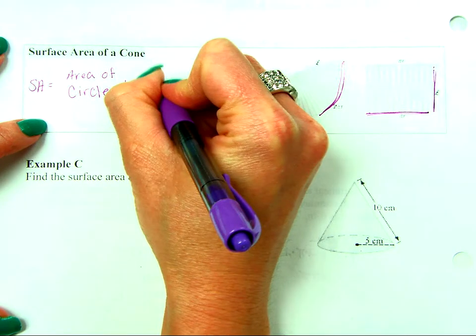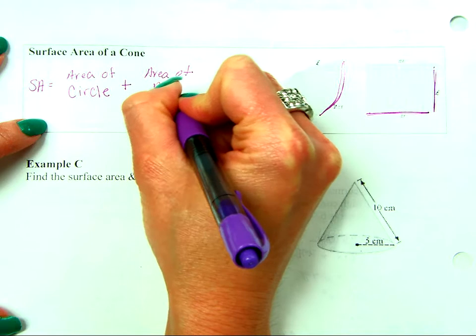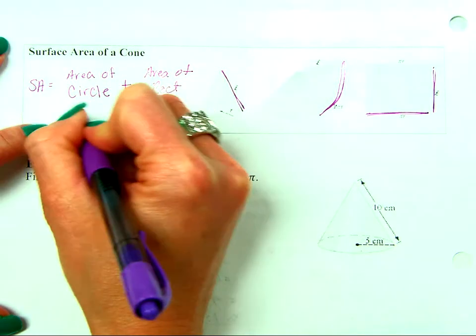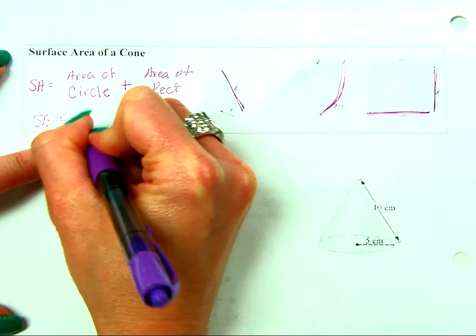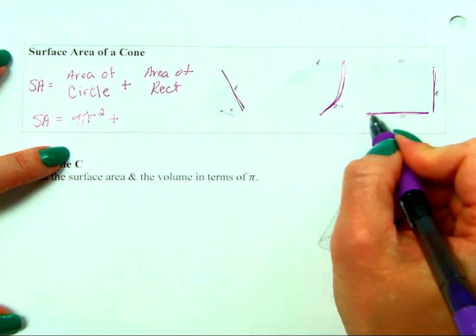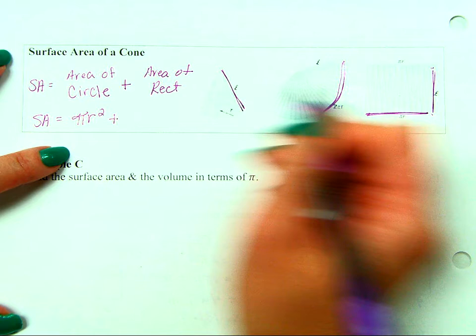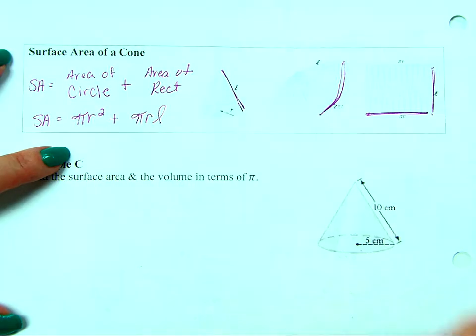So here, we can think about it. It's the area of the circle plus the area of the rectangle. We have pi r squared because we only have one circle. My rectangle, base times height, well, the base is half the circumference and the height is the slant height. So it ends up being pi RL.